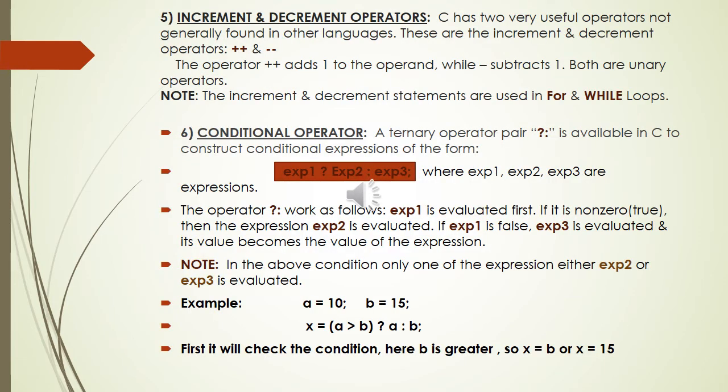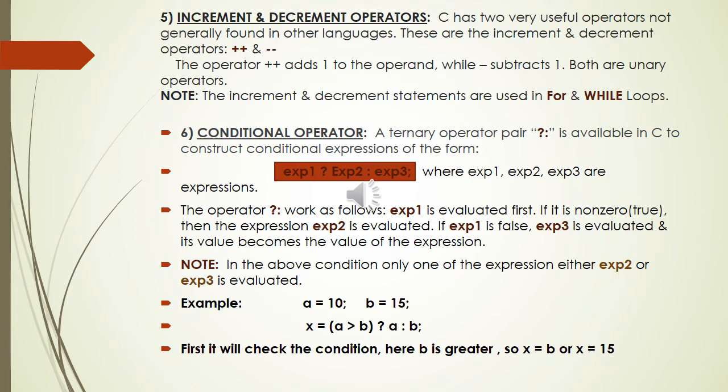The fifth type of operator is the increment and decrement operators. C has two very useful operators not generally found in other languages. These are the increment and decrement operators, that is ++ and --. The operator ++ adds 1 to the operand while -- subtracts 1. Both are unary operators. The increment and decrement statements are usually used in for and while loops. We will see these types of operators when we discuss for and while loops.